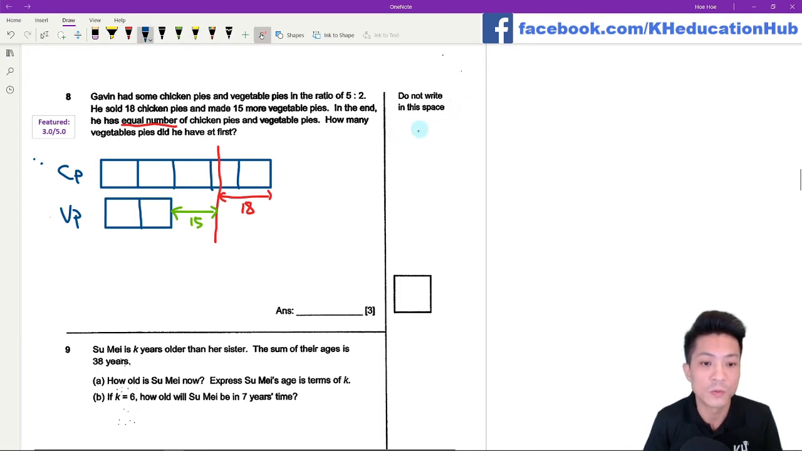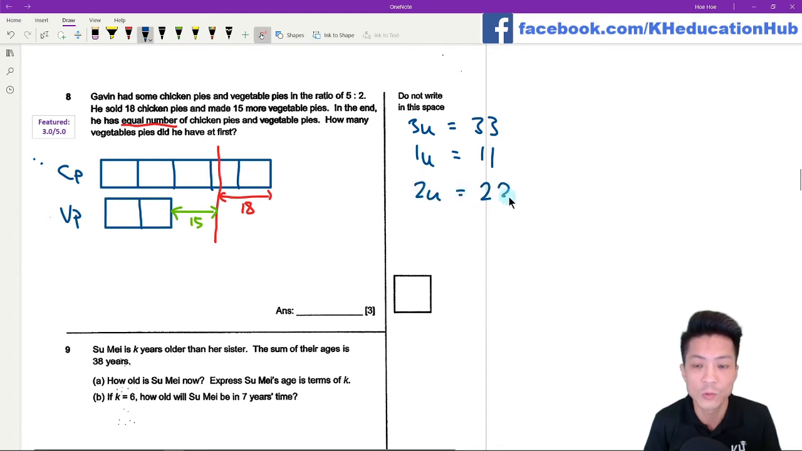Now we can proceed to do the working. So 3 units is equal to 15 plus 18, which is 33. 1 unit is 11. How many vegetable pies did he have at first, which is 2 units, that's 22.